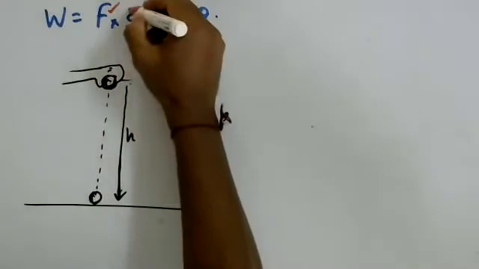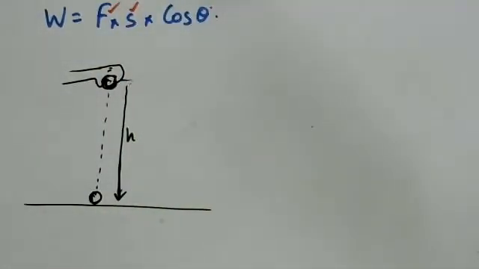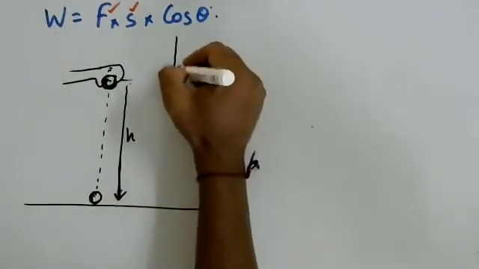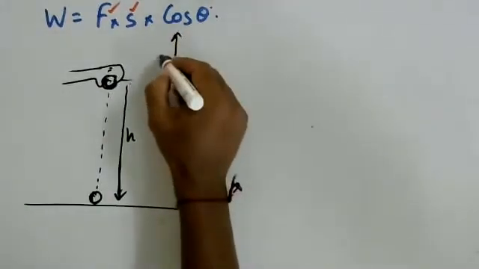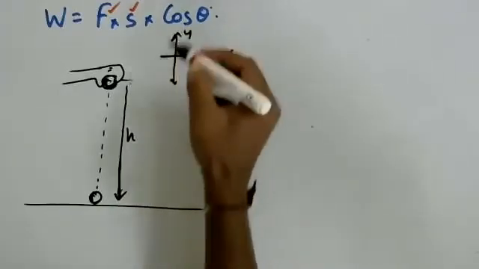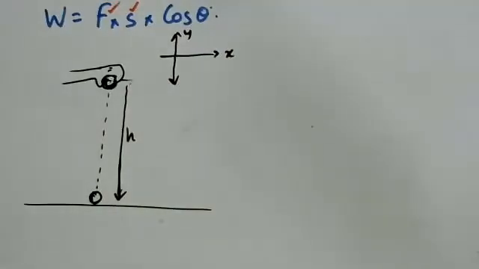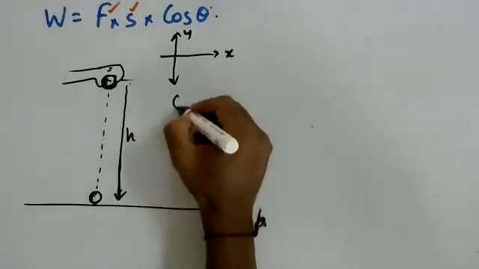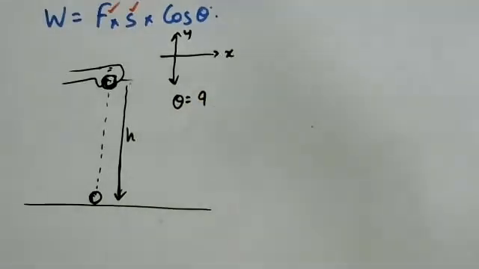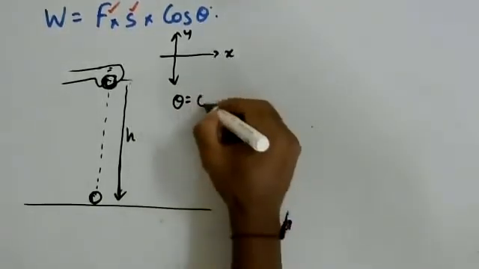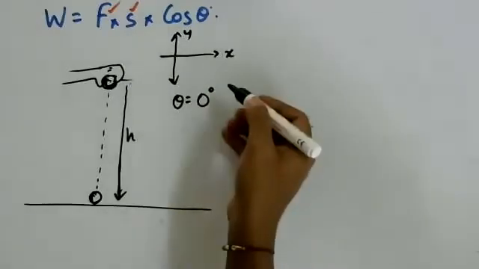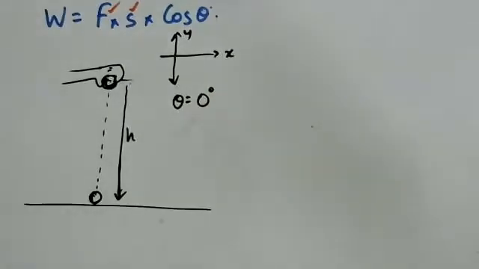What remains to be seen is, what about theta? So what is the theta in this case? Use the coordinate system again. So negative y is in this direction. The displacement and the direction of application of the force is in the same direction. So when they are in the same direction, then theta is equal to 0 degrees. So therefore, when theta is equal to 0 degrees, cos theta is equal to 1.